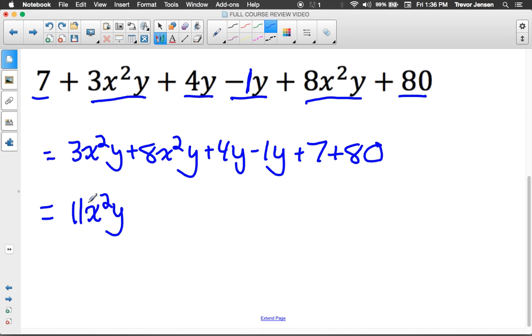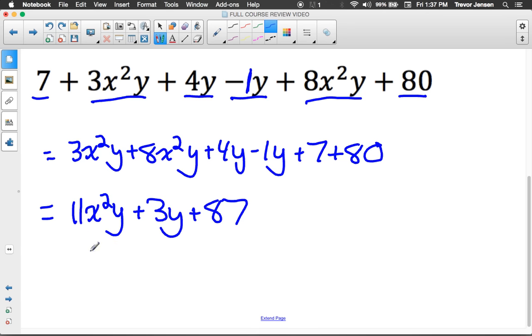Don't change the exponents on the variables at all when you're adding or subtracting like terms together. I have a positive 4y minus 1y, that's positive 3y, and I have positive 7 plus 80, that's positive 87. That expression is fully simplified. None of these three things are like terms with each other, so I can't collect them together. Don't try and go any further than you can.